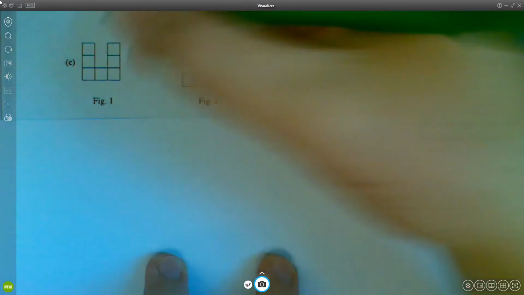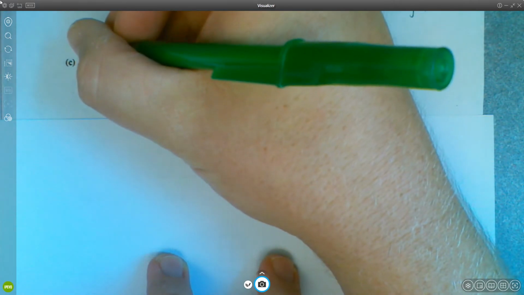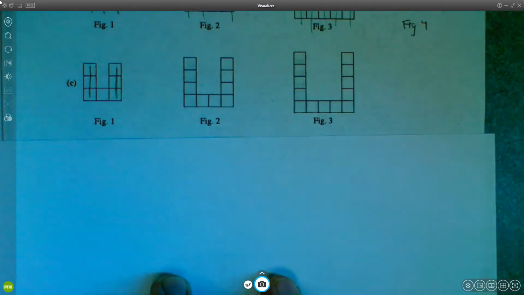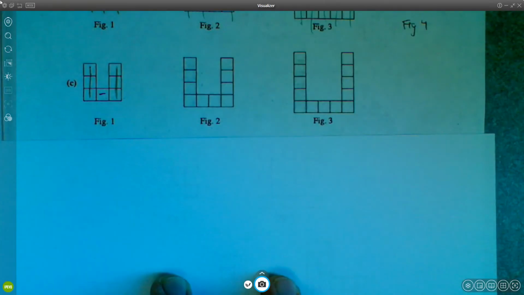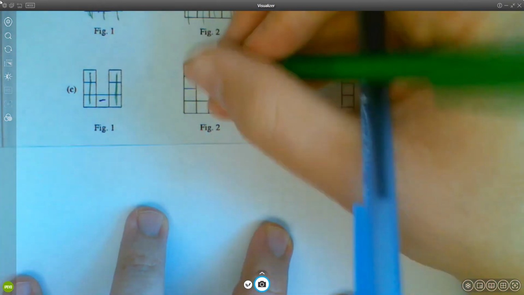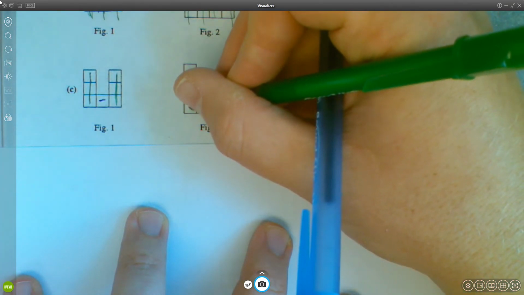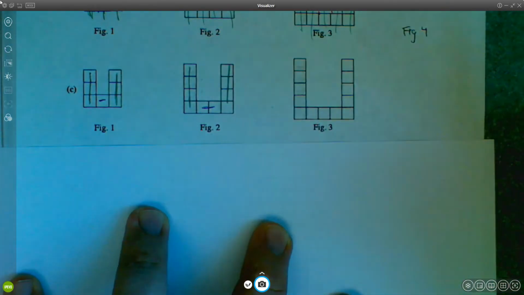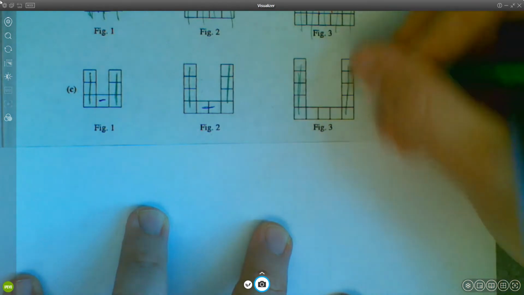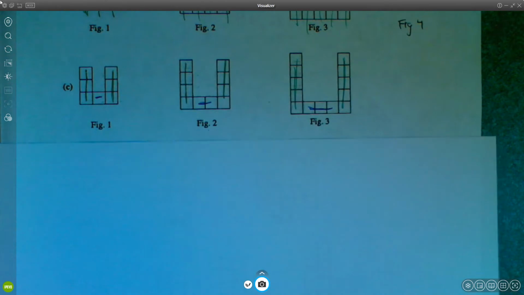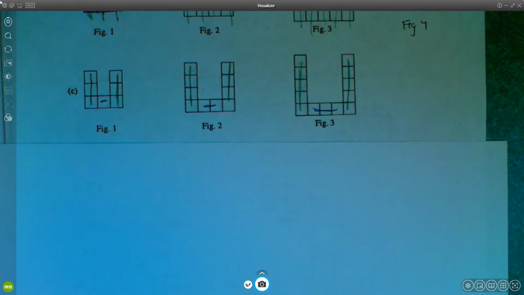Okay, so she said she grouped the two side lines. So I think she means these ones, right? And then she just added the one in the middle. So maybe I'll do that in blue. Not that you can see the colors very well. It's kind of a gray day. It's very smoky today. But anyway, she did the same kind of thing I think for figure 2, like that, and for figure 3, like that.